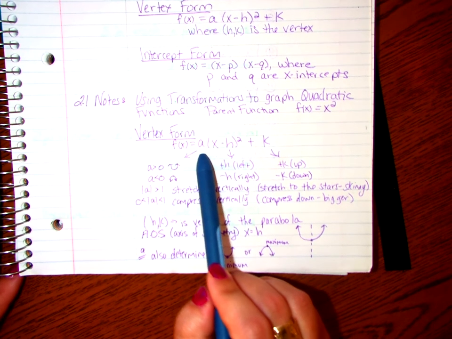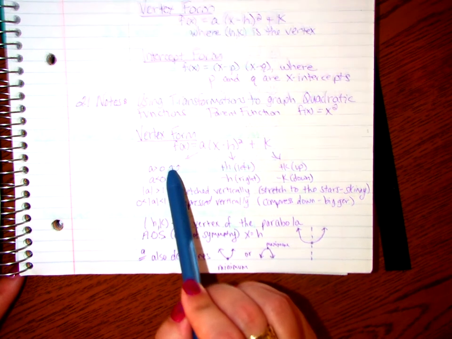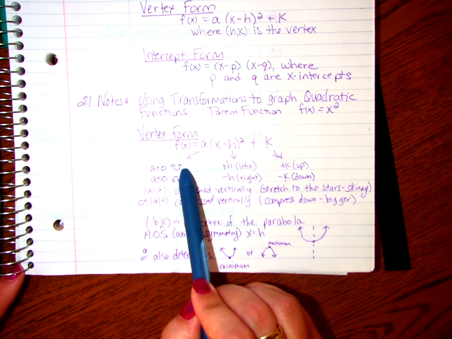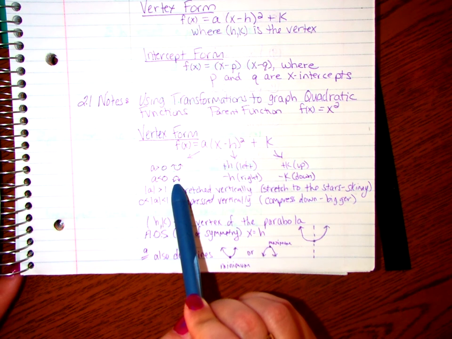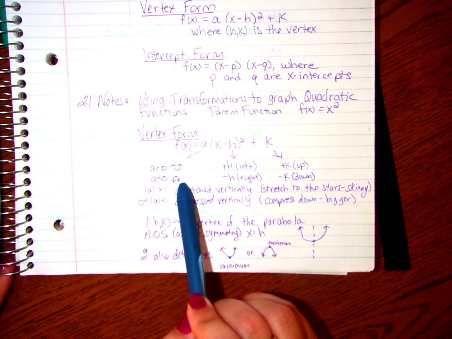If a is positive, you have a regular parabola. It looks like a U, but it's not a U. If it is less than 0, that's when we reflect over the x-axis, and we're an upside down parabola.